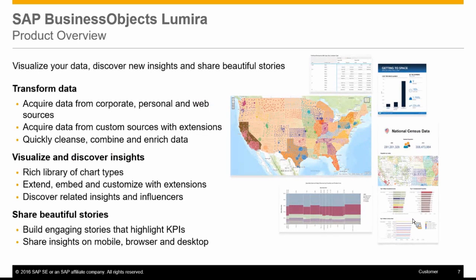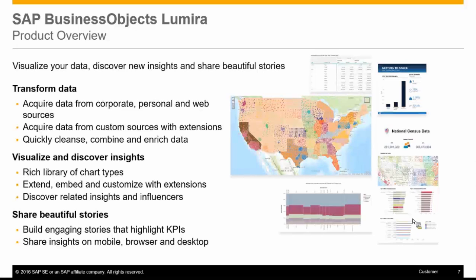So regarding the brief overview of the product, what does SAP Lumira allow you to do? SAP Lumira allows you to connect to a huge list of sources. You can connect to your enterprise sources, you can connect to different web sources, or you can scrape data or pick it up from Excel and acquire that data into the product.